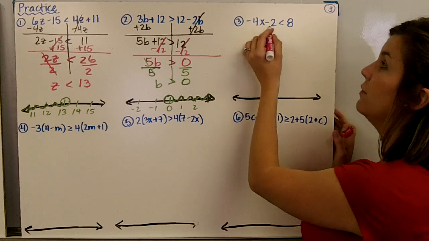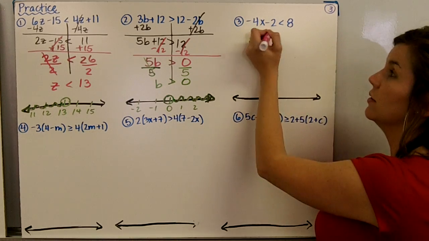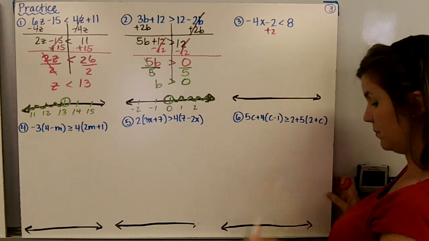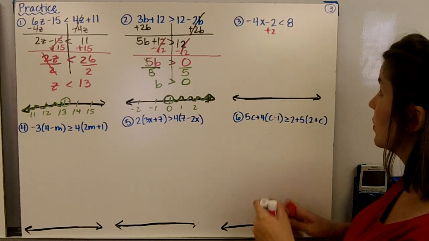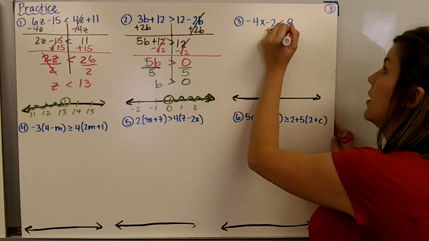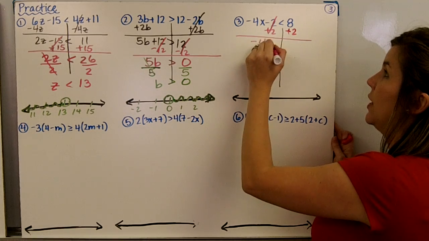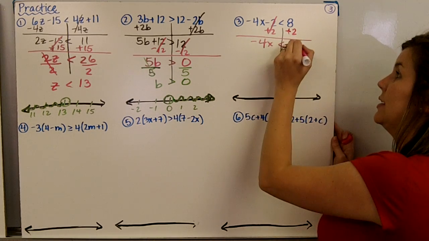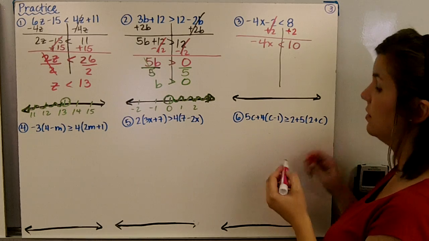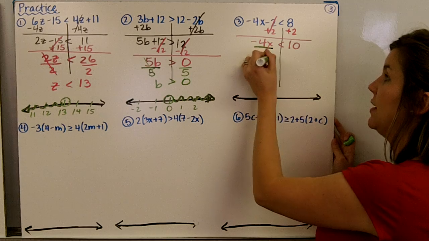Number 3, negative 4x minus 2 is less than 8. Add 2 to both sides. Draw my lines to keep it separate. Add 2 to both sides. The 2's cancel. Negative 4x is less than 10. 8 plus 2 gives me 10. Divide both sides by negative 4 to get x by itself.